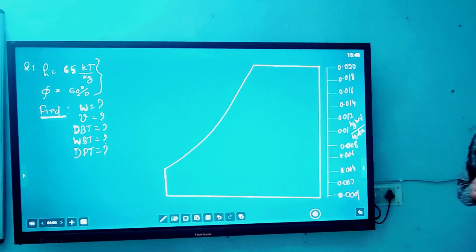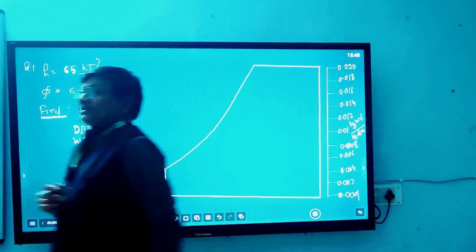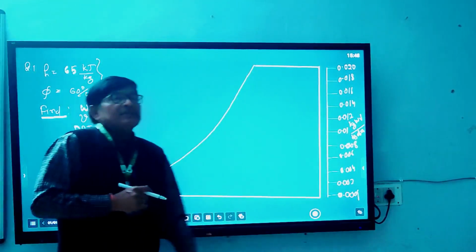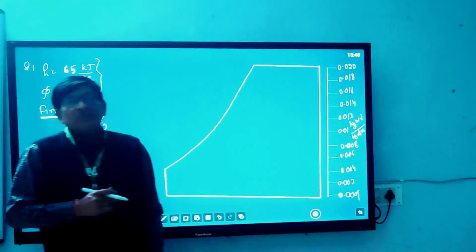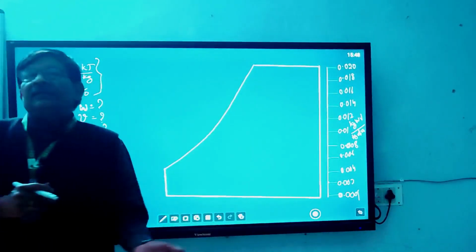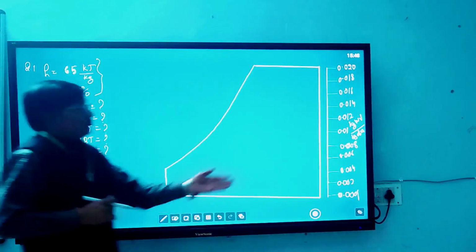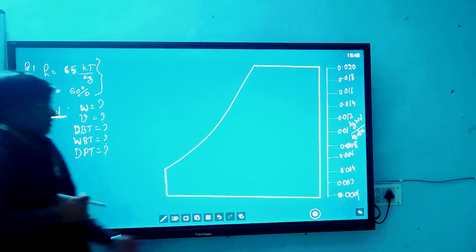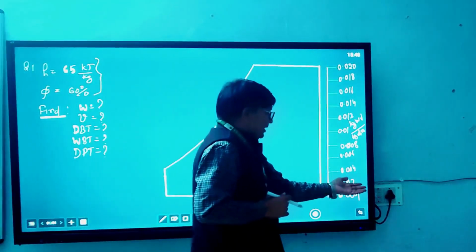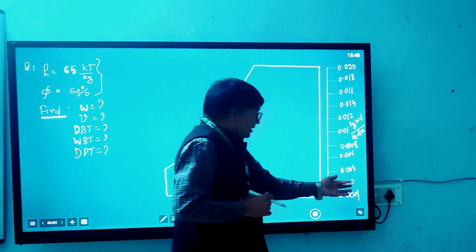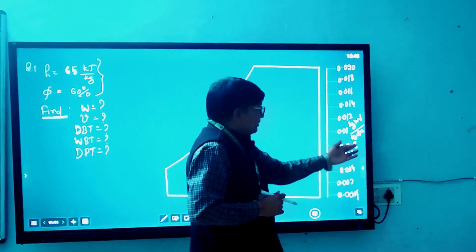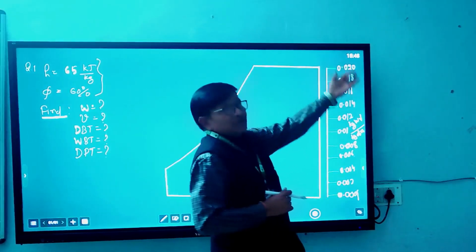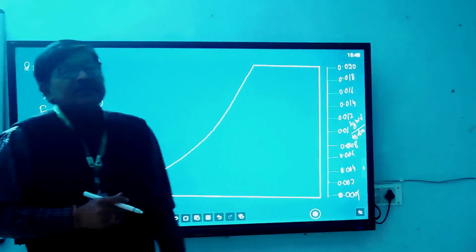So these values are arbitrary. These are not exactly according to the psychrometric chart, but to make you understand how to interpret these values on the chart, that's why I am drawing this chart. On the vertical axis I have taken absolute humidity 0.002 kg per kg of dry air. Means it will be around 2 gram, 4 gram, 6 gram, 8 gram, 10 gram, 12 gram, 14 gram, 16 gram, 18 gram, and 20 gram of water vapor per kg of dry air.